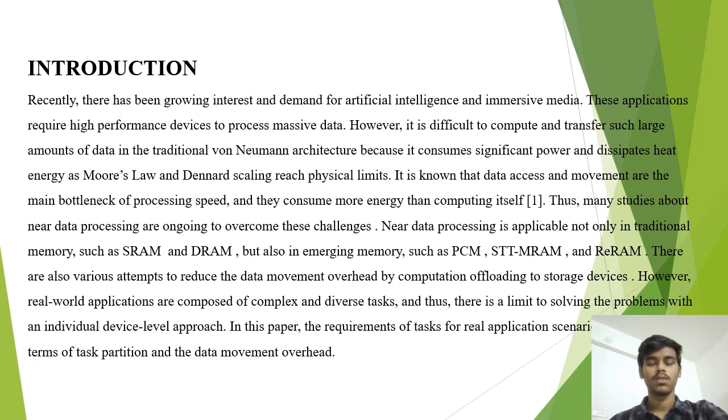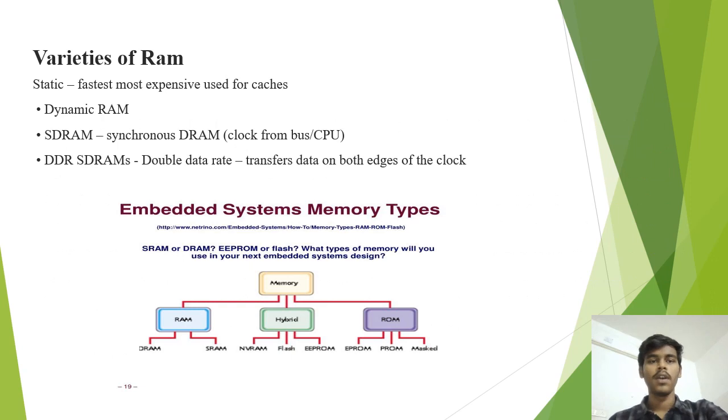Next, varieties of RAM: static RAM, fastest and most expensive, used for cache; dynamic RAM, SDRAM, synchronous DRAM, clocked from the bus and CPU; DDR SDRAM, double data rate, transfers data on both edges of the clock. This is the figure of embedded system memory types. Here we can see memory divided into parts: RAM, hybrid, and ROM.